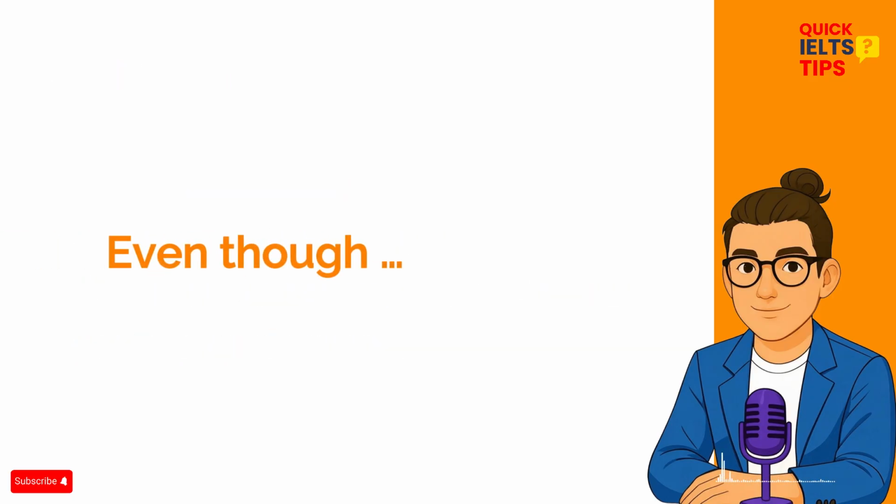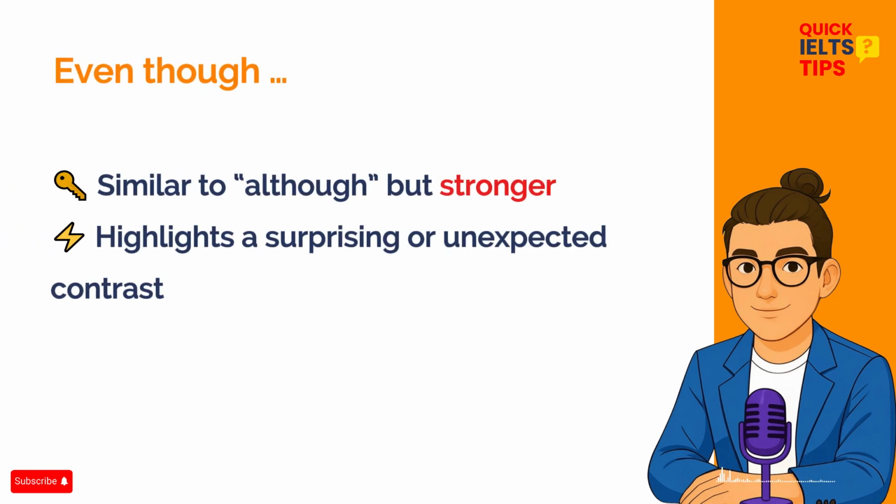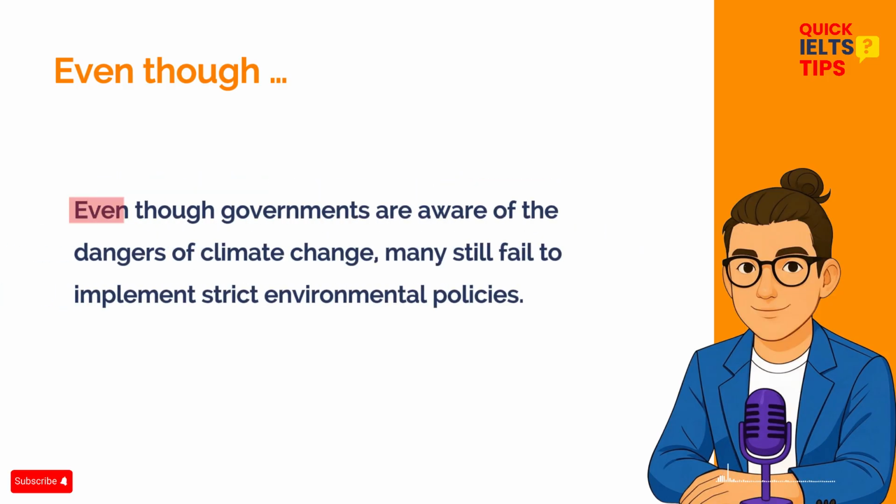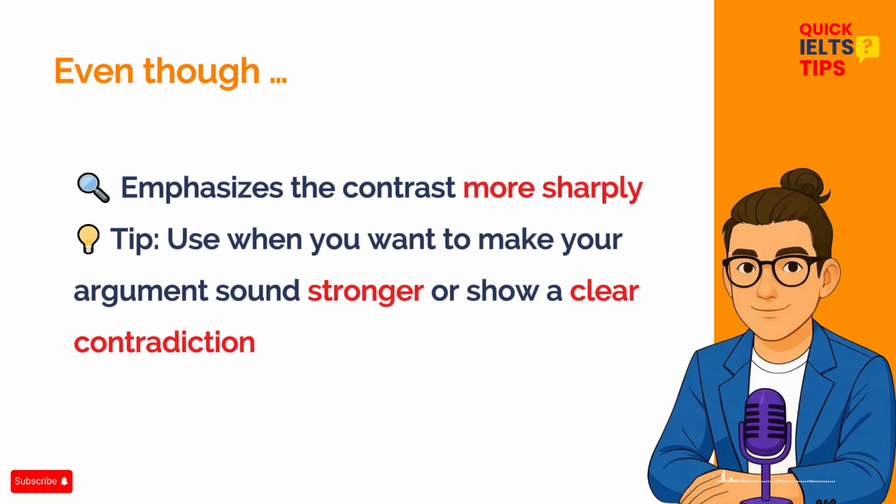Our ninth phrase is even though. This phrase is very similar to although, but it's a bit stronger. It highlights a surprising or unexpected contrast between two ideas. For example, even though governments are aware of the dangers of climate change, many still fail to implement strict environmental policies. See how it emphasizes the contrast more sharply.